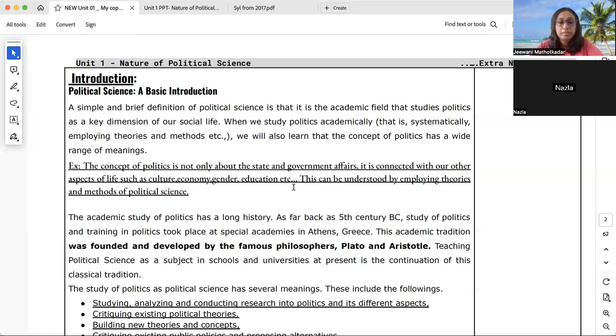Okay, write down. Example: the concept of politics. Can you see my screen? Yes, ma'am. The concept of politics is not only about state and government affairs.